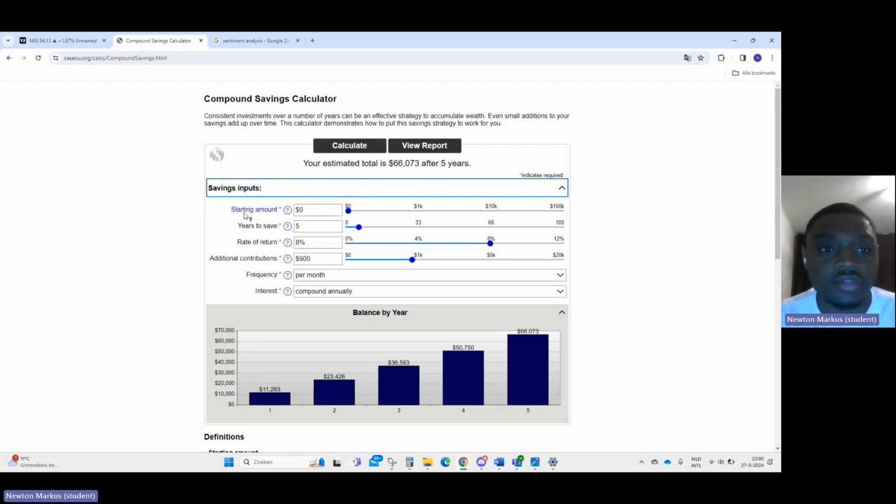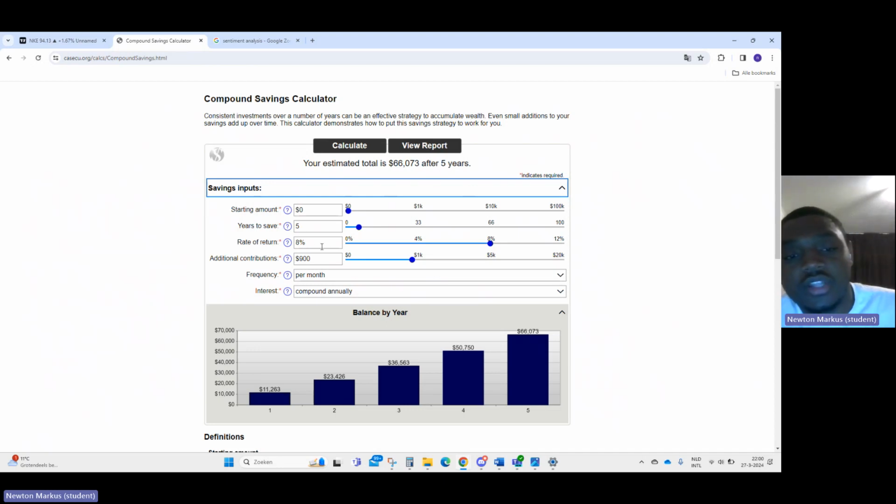So this is a compound saving calculator for the S&P 500. So if you put your money into the S&P 500 for an amount of years, then it will calculate what you would get after the amount of years that you want to invest. So if you start off with $0, you want to save for 5 years, because you want to buy a house in 5 years, and you need money for the down payment.